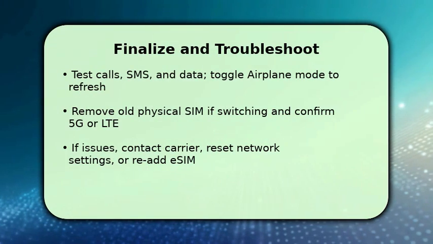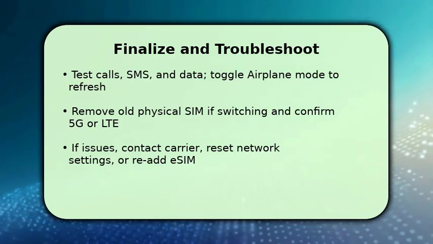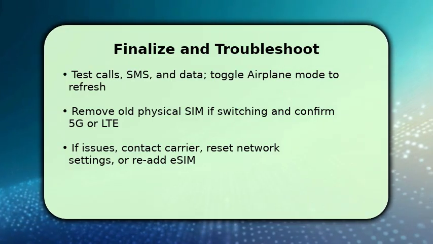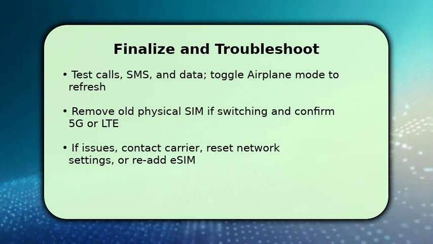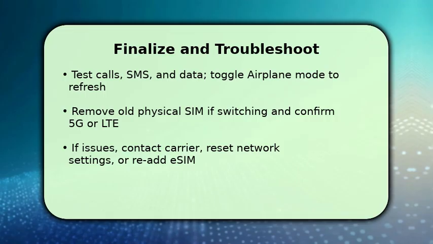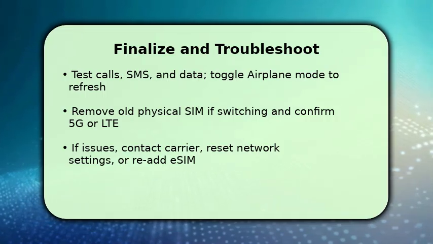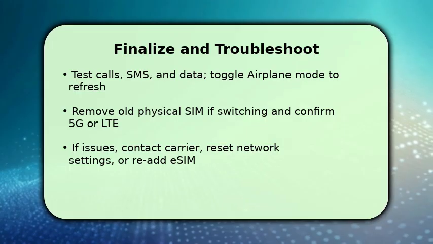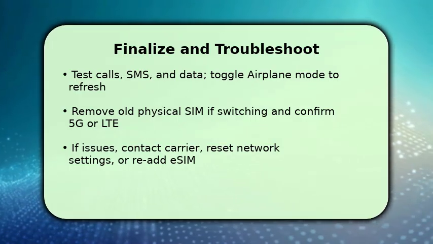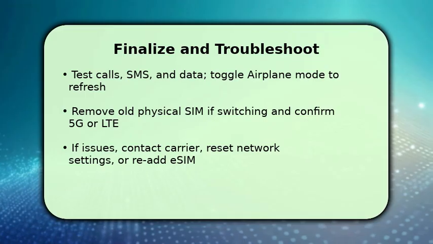To finish, validate the setup. Place a call, send an SMS, and browse to confirm data. If service is slow, toggle airplane mode or restart the phone to force network re-registration. If you're replacing a physical SIM, remove it once the eSIM is active to avoid conflicts.